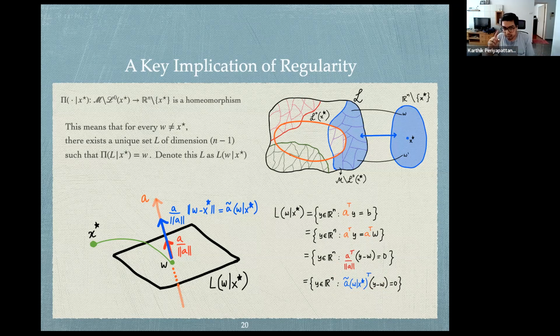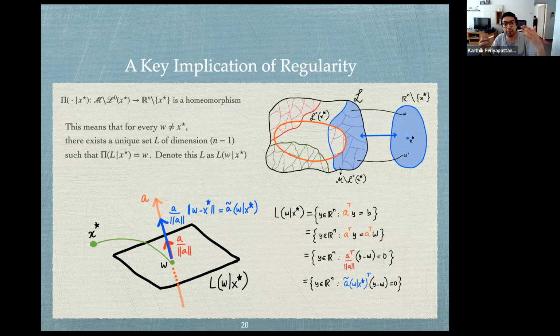So now, regularity implies one very important condition, which is that if you take any vector W which is not X star, there is exactly one n-1 dimensional set L such that this W is the foot of the projection from X star. Of course, that L has to be defined by a normal vector, A. You are given a W, look at the A for the W.